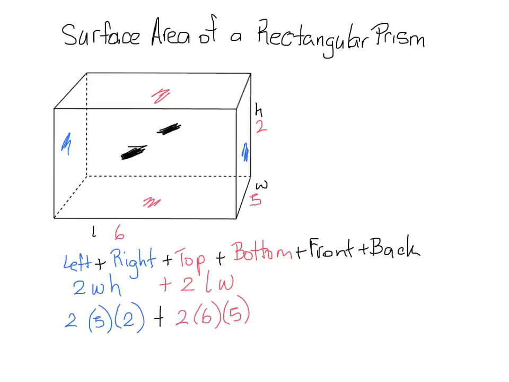Now we just have the front and the back to do. The dimensions of the front are length times height, and it's the same for the back, length times height. So in order to find the surface area of the front and back, we're going to have to add 2 length times height. In this case, that's 2 times 6 times 2. And that should give us the surface area of our entire figure, which is 104 squared units. I didn't give you a unit, so let's just say units squared.